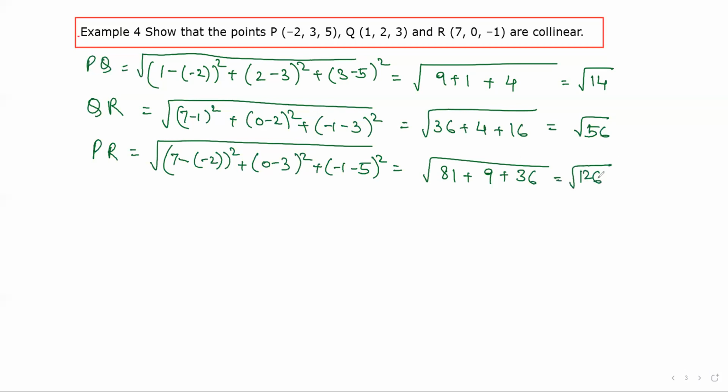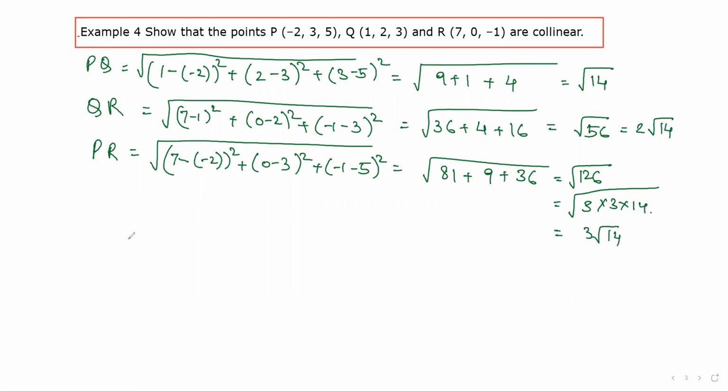Now, by these values, we cannot come to any conclusion. We cannot know which values are which. So let's try and convert them into a more reduced form. Root 56 is root of 4 into 14, which can be written as 2 root 14. Similarly, root 126 can be written as root of 9 into 14, which will be 3 root 14.